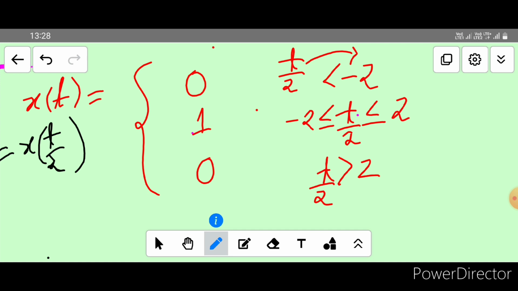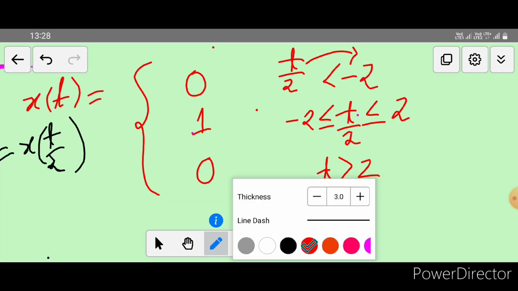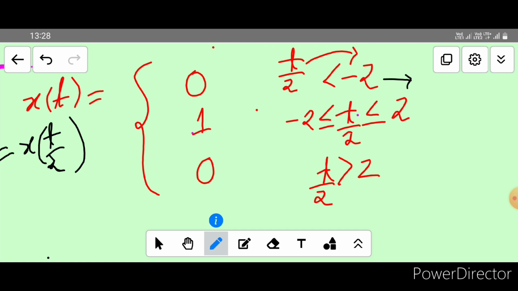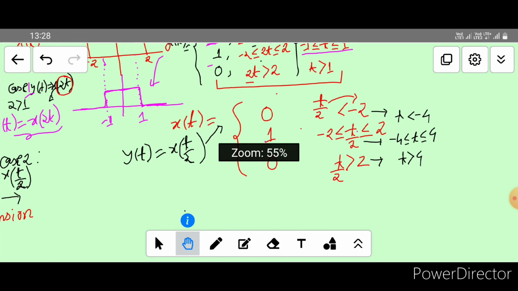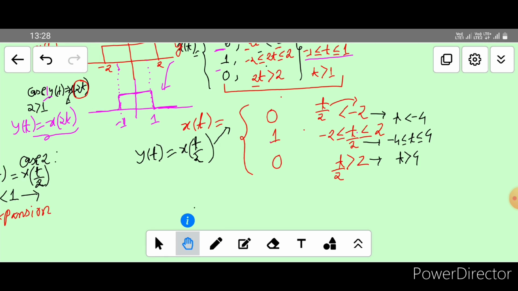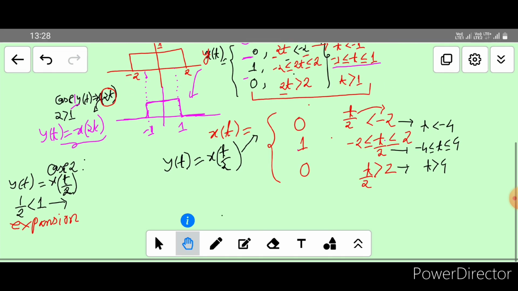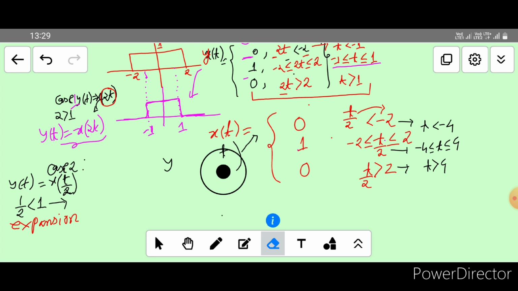If we take the 2 to the right side, then the definition of y(t) will be: 0 for t less than minus 4, right? This one will become minus 4 less than or equal to t less than or equal to 4, and this definition will become t greater than 4. Now let's plot this.